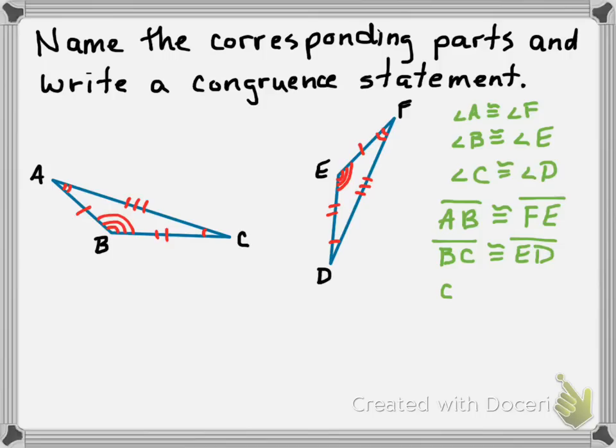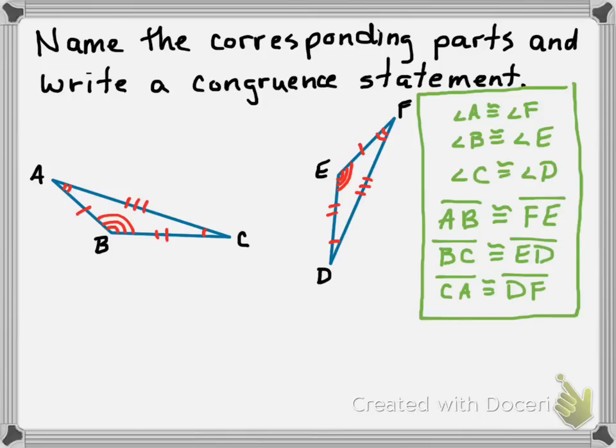And then the last side is CA. So I'm going from C to A, from 1 arc to 2 arcs. And there's 3 tick marks. So if I go from 1 arc to 2 arcs over here, yes, again I have 3 tick marks, so they're congruent. So CA is congruent to DF. Okay, so those are all my congruent parts.